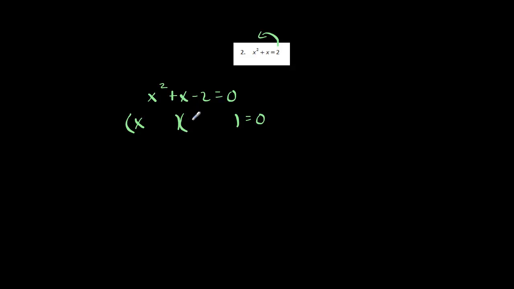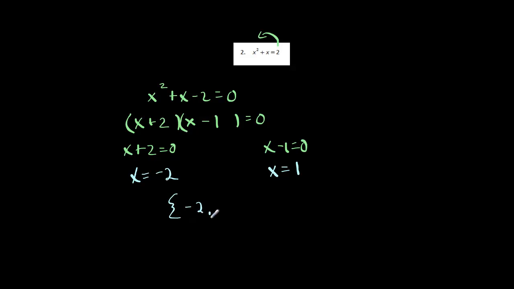So let's use trial and error again. Two numbers multiply to give you negative 2, but add to give you a positive 1. So that would be positive 2 and negative 1. Set each of those equal to 0 and solve. The first one gives you negative 2. The second gives you 1. So your solutions are negative 2 and 1.